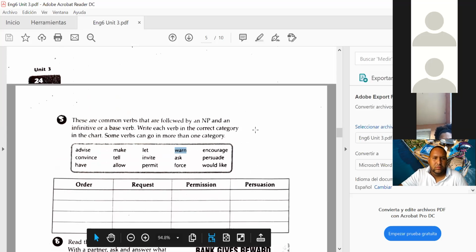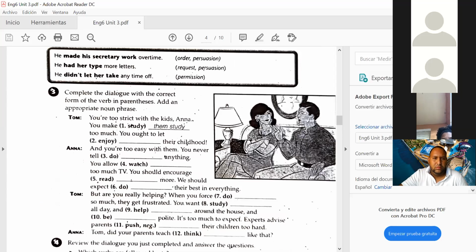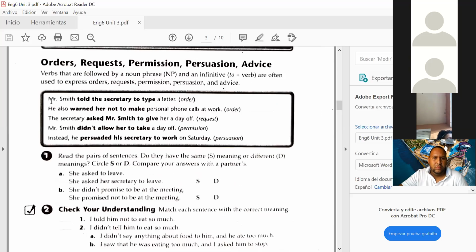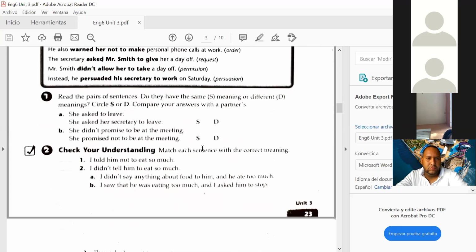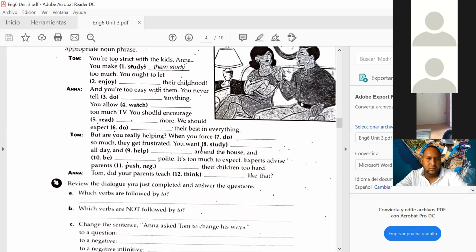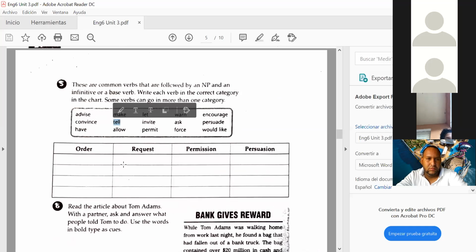Warn goes on order. Now, I don't know if you remember. Let me go up. Look at this sentence. When I explained to you the first sentence here that said, Mr. Smith told the secretary to type a letter, we said that that was an order, right? So we're using told, which is in past. And if you go to the chart, look, tell. So tell is also used to give orders as well. So we have warn, tell, and Francifel said ask. What do you say, Francifel? Ask.